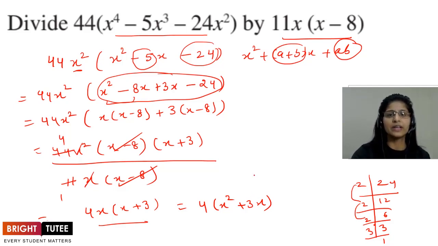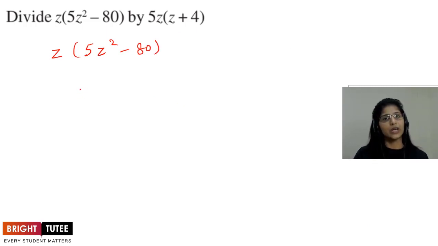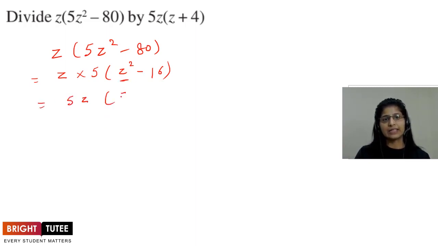Okay, moving ahead, this is another question. So we have z into 5z square minus 80. So before dividing, as I told you, we'll convert it into the simplest or simplified form. So z, what is common? 5 is common. So z square minus, divide 80 by 5. 5 ones are 5, 5 sixes are 30. Now 5z into, I can write this as z square minus 4 square, that is a square minus b square, and gives us a plus b, a minus b.